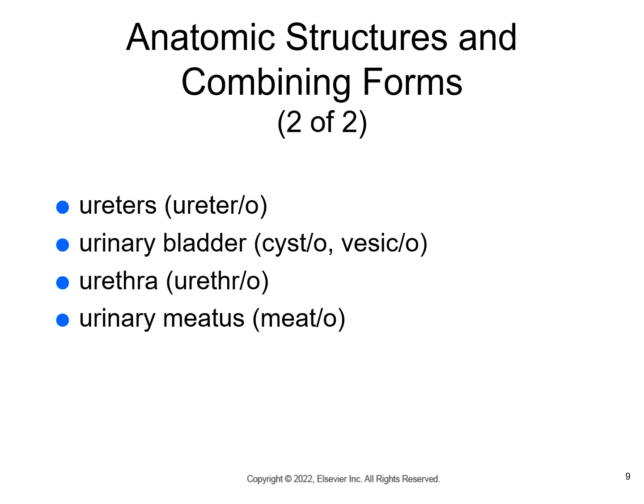Some combining forms include ureters, and the combining form there is uretero. Urinary bladder is cysto or vesico, sorry. Urethra is urethro, and urinary meatus is meato.